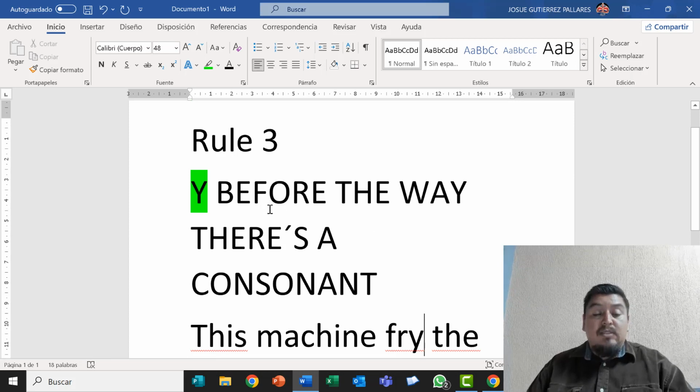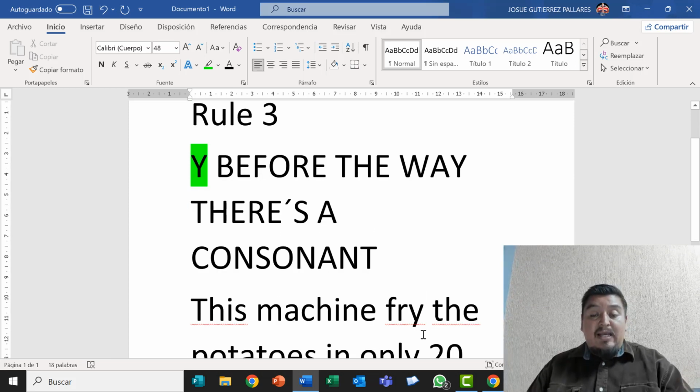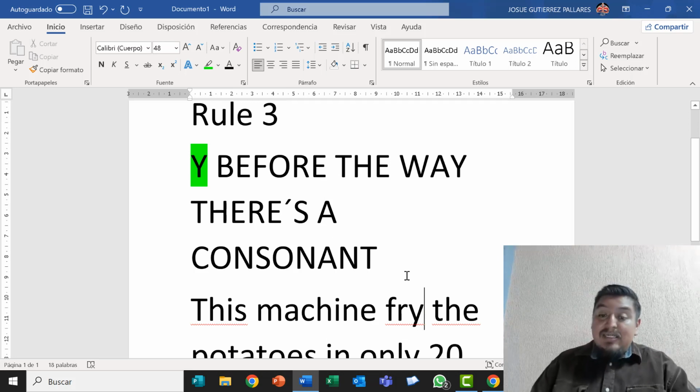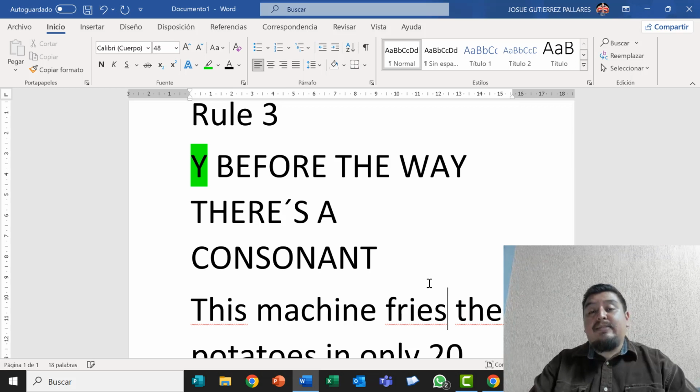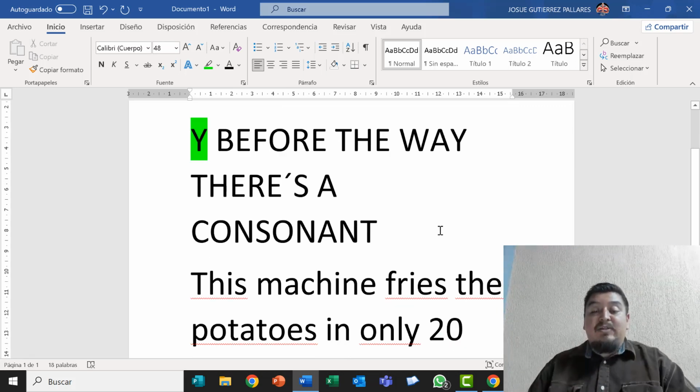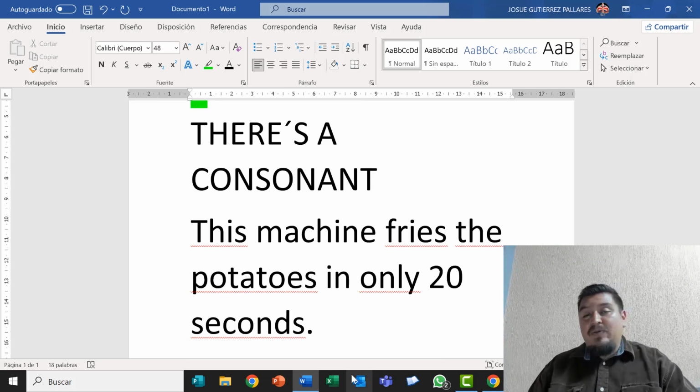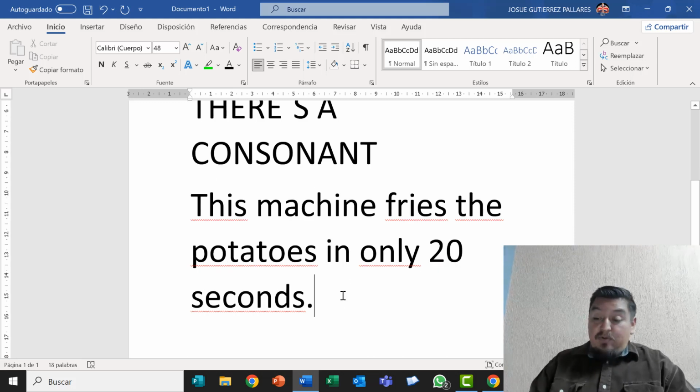the third rule, if the ending verb is Y and before the Y there's a consonant, okay, look that. You are going to delete the Y and change into IES. Very simple. This machine fries the potatoes in only 20 minutes, or I'm not 20 minutes, 20 seconds. Okay, this machine fries the potatoes in only 20 seconds. Wow, it's a powerful machine, right? But let me give you another example.